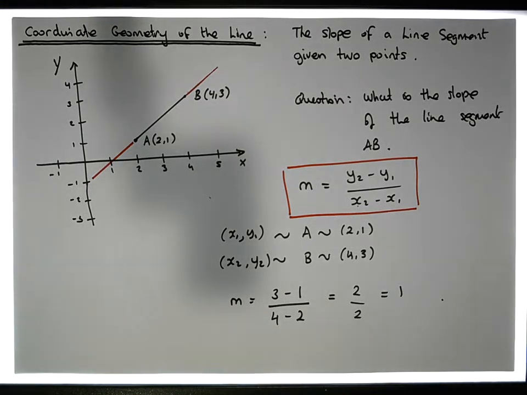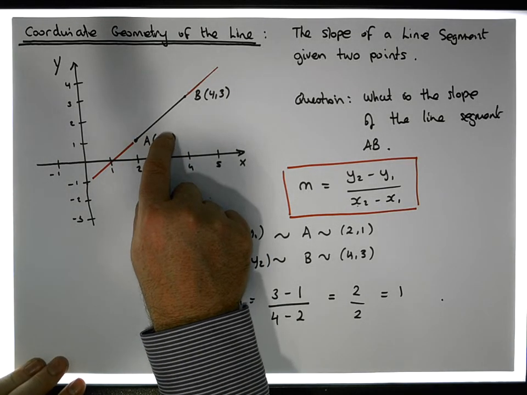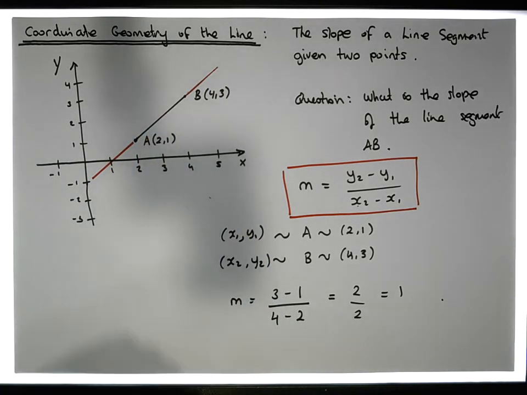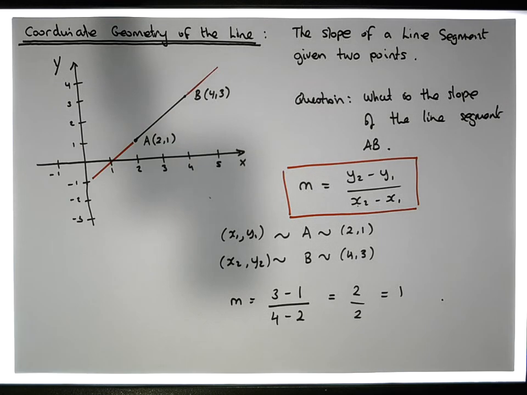What that's saying is that for every 1 unit I walk in the positive x direction, I'm going to go up 1 unit. If we move 1 unit in the x direction, we'll go up 1 unit. That's what a slope of 1 actually means or represents.